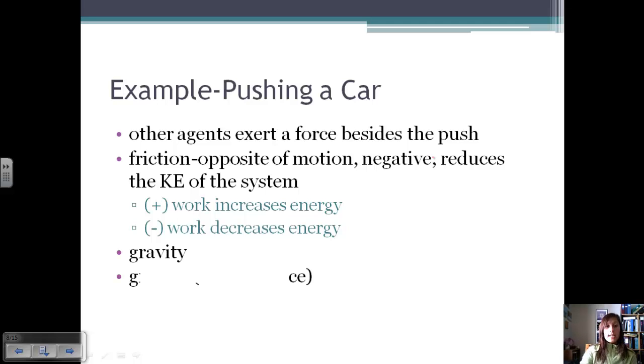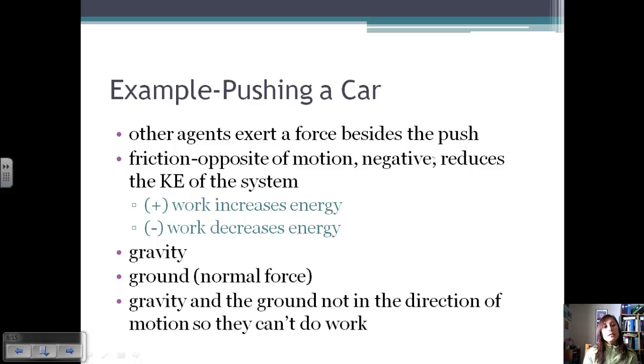We also have gravity acting on the car and the ground, or what we would call the normal force, pushing up on the car. However, because gravity and the ground force are not in the direction of motion, we're not going to look at them as far as contributing to the work done. And so they cannot do any work on the vehicle, and so we're only going to look at horizontal forces since we're pushing the car in a horizontal direction.